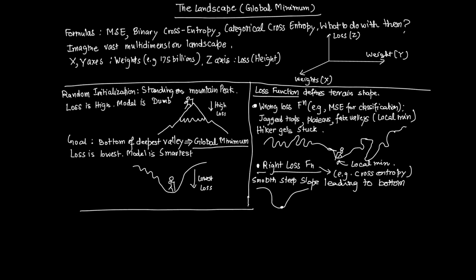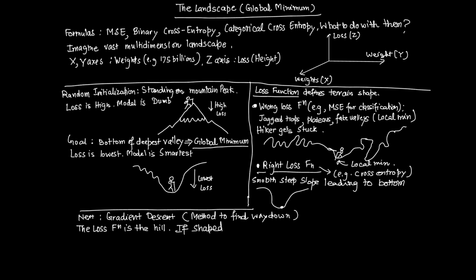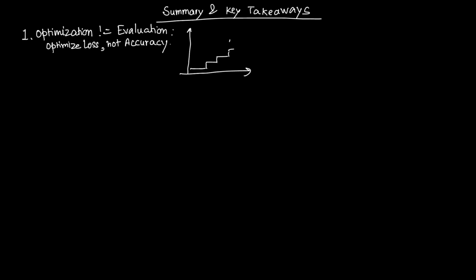In our next video, we'll discuss gradient descent, which is the method the hiker uses to determine which way is down. But remember, the loss function is the hill. If the hill is shaped wrong, no amount of walking will save you. So let's recap the scorecard of AI. Optimization is not equal to evaluation. We optimize loss, not accuracy, because loss provides a smooth, differentiable gradient that tells us how wrong we are.